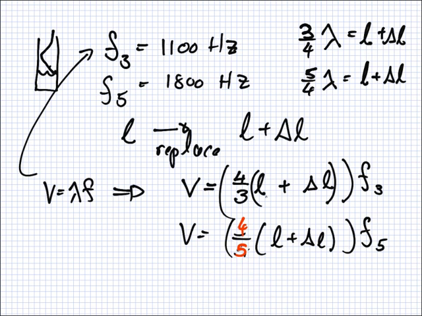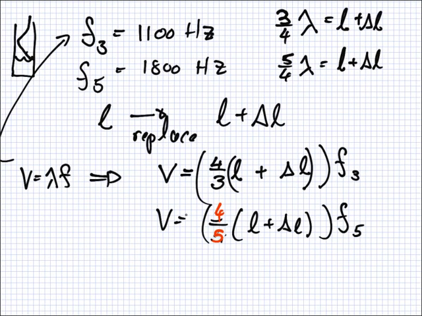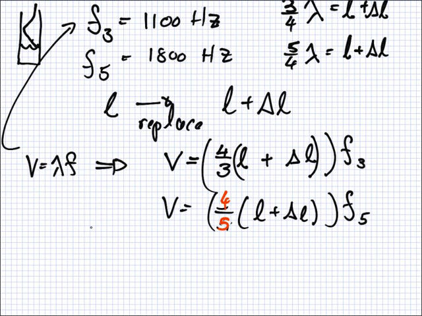I see you writing this down, even though I don't have a good feeling about this. Do I have a good feeling about this? No, I don't. Maybe. Okay, let's see what happens. I think this will work. 4 over 3 L, which we don't know, plus delta L, which we don't know.